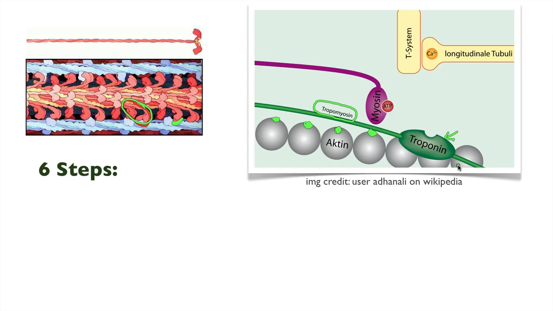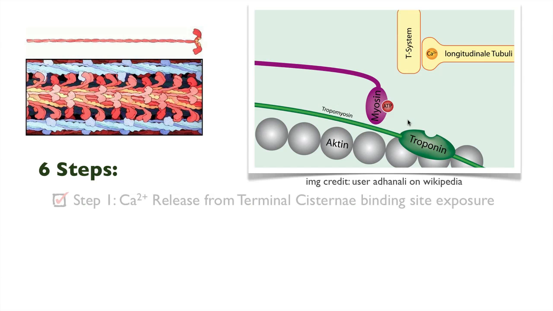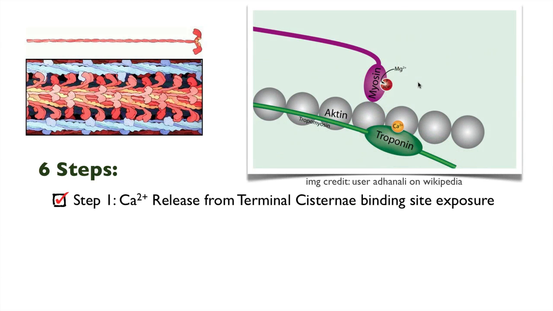All right, so let's go now and look at the 6 steps of muscle contraction. Step number 1, calcium is released from the terminal cisternae. Remember we said that the terminal cisternae is a part of the sarcoplasmic reticulum, and that is where calcium is stored. So calcium is released. You can see here we have this little binding site for the calcium. So the calcium now comes and binds to the troponin. So here we have calcium binding to the troponin.